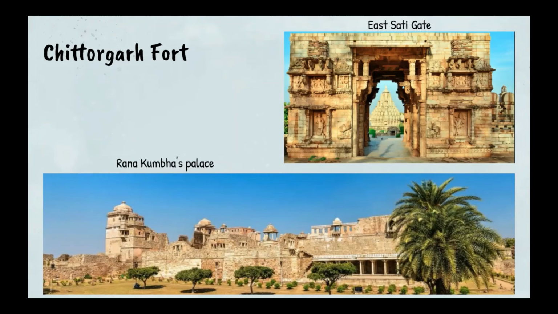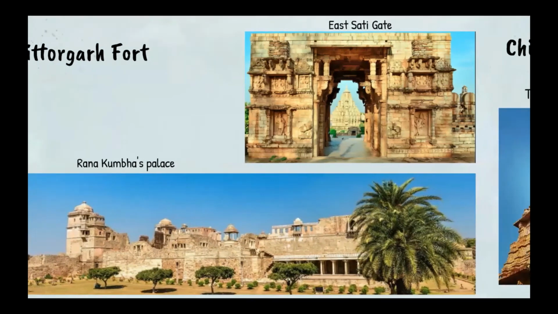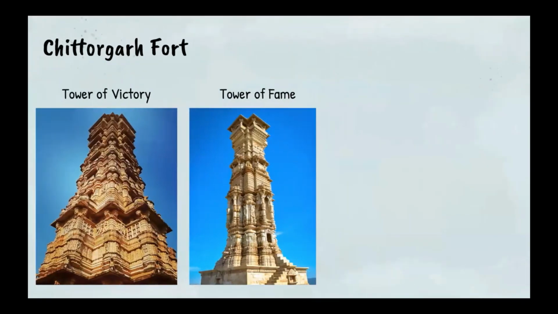Rana Kumbha Palace is a 15th century palace where he lived and spent his royal life. The 2 towers of the fort depict the glorious past of the Rajput royals. These towers are named Vijay Stamba, also known as Tower of Victory, and Kirti Stamba, also known as Tower of Fame.